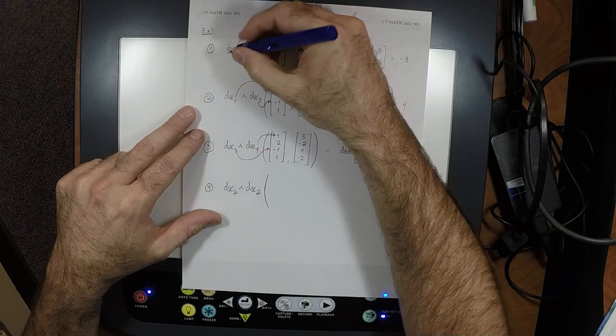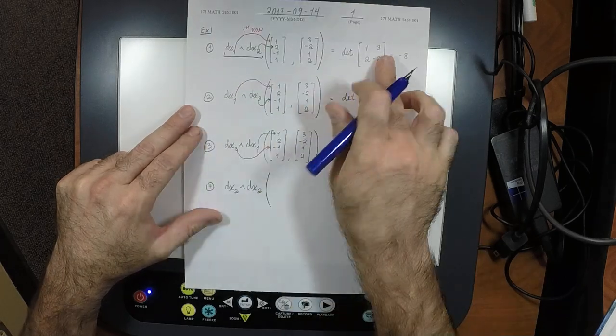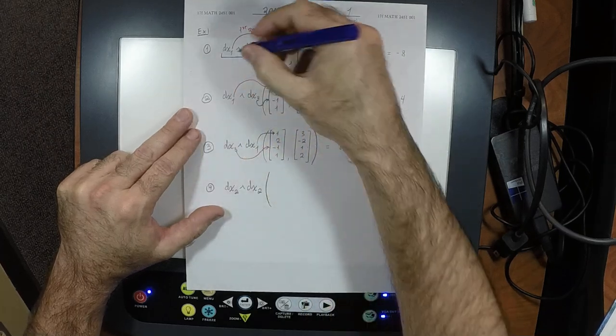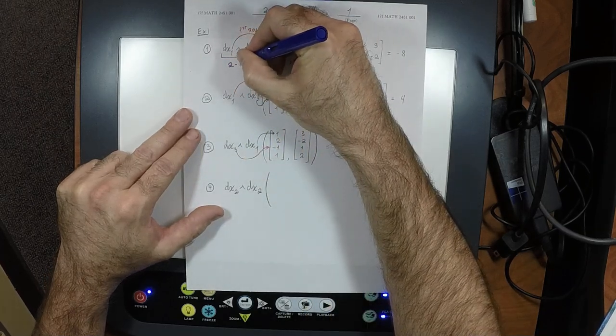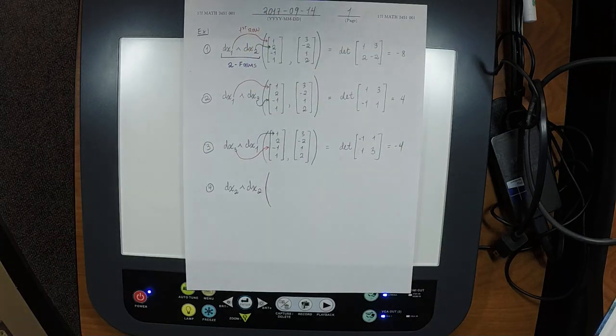This thing, by itself, when you're not supplying it an argument, is referred to as a 2-form. Okay. So all of these are 2-forms. You can think of these as functions that require 2 vectors to be evaluated.